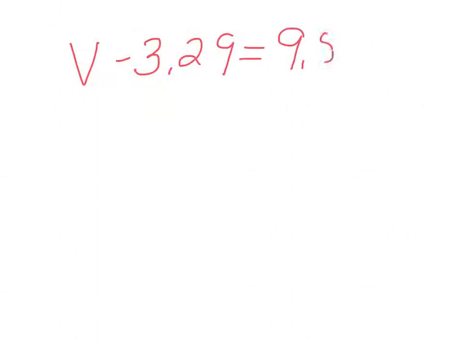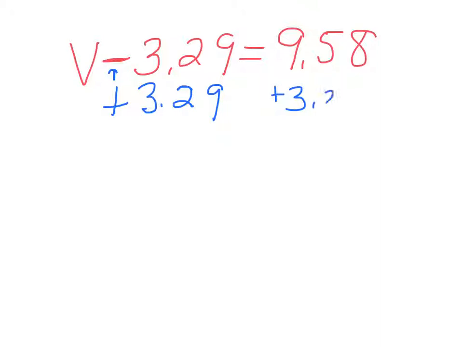Let's look at another one. Let's try v minus 3.29 equals 9.58. Do we have v equals a number? No, we do not. We have a 3.29 there. It's in the way. It's on the wrong side of the equation. So we need to get rid of that 3.29. The 3.29 is subtracting. The opposite of subtraction is addition. So we're going to add the 3.29 there, and we need to add it over here as well.